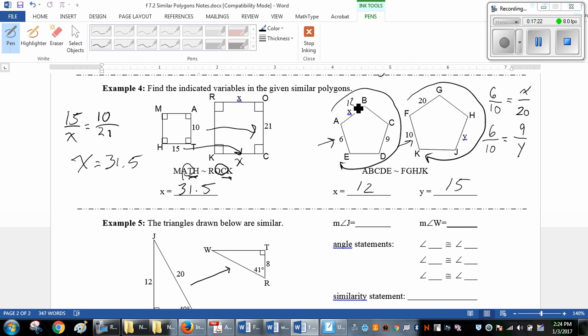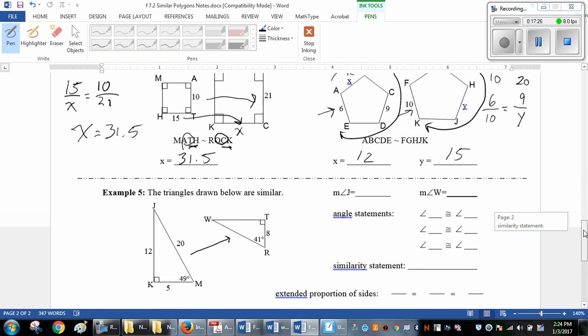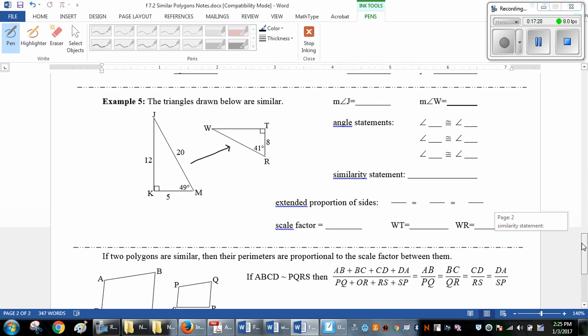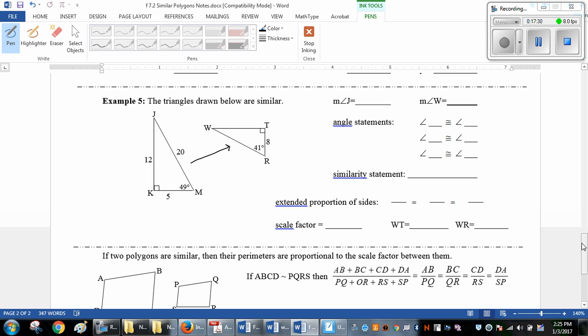All right, next, let's look at example 5. What do we have here? Okay, so now we can see we're told that these are similar. Now look, we have some angles here to help us, and the angles are really just going to help us match up the corresponding parts. So if they're similar, we know the angles are congruent. So if this is 90, this is 49. 180 minus 49 minus 90 gives me 41. Similarly, this gives me 49.